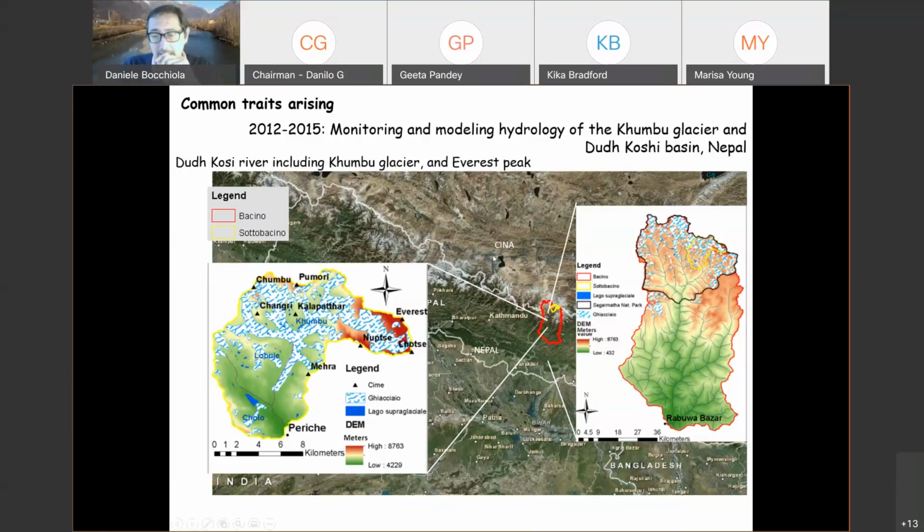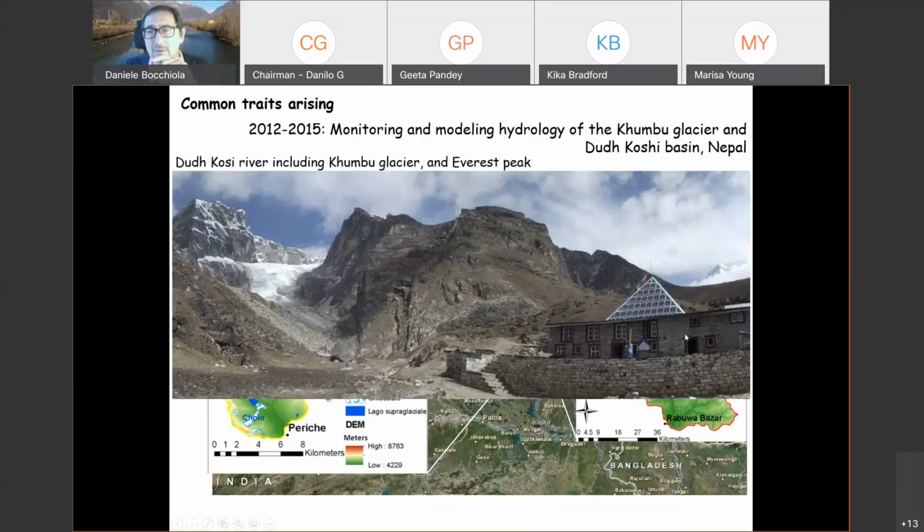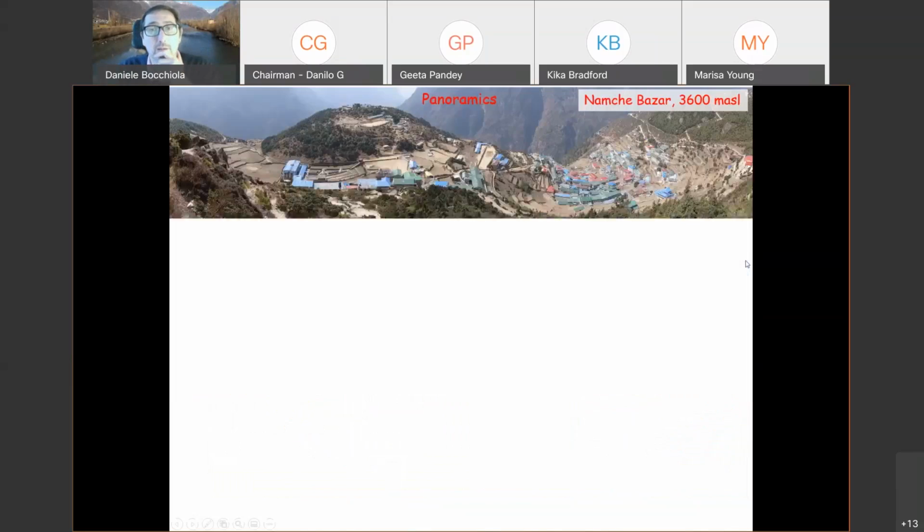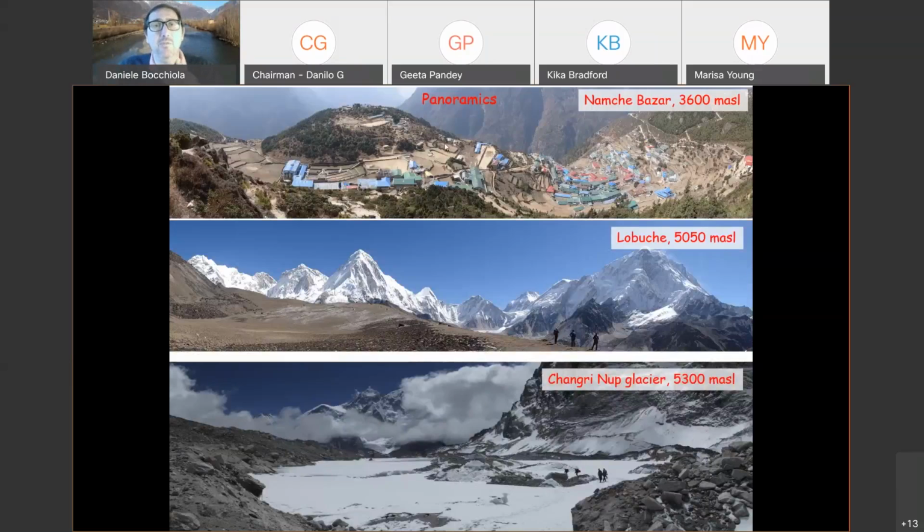We have done some studies. We have measured the stream flows. Well, this is the very famous Everest K2CNR pyramid at the toe of the Khumbu Glacier. In reality, this is the Lobuche Glacier, and this is the Mount Pumori. Here you have some picture. This is Namche Bazaar. This is Lobuche, and this is the Changri-Nup Glacier, which is the west part of the Khumbu Glacier.